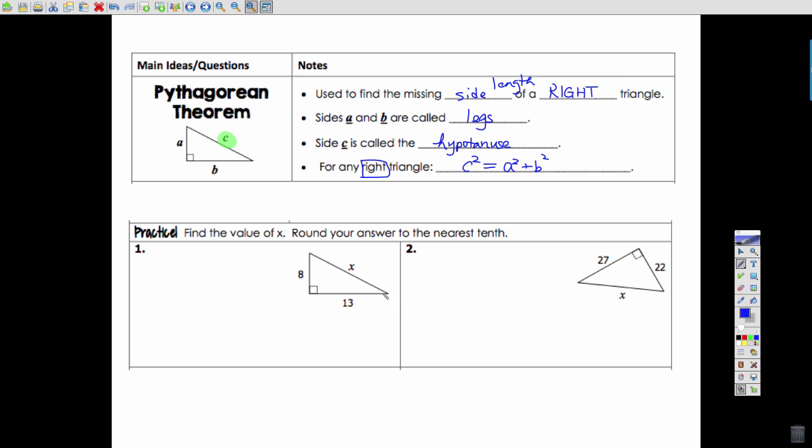We've got two legs, 8 and 13. So this would be my A, 13 would be my B, and X is my C. If I plug into my C squared equals A squared plus B squared, I would have the setup of C squared, which is X squared, equals 8 squared plus 13 squared. So you should use your calculator, and your final answer should be approximately 15.3. That's your final answer.